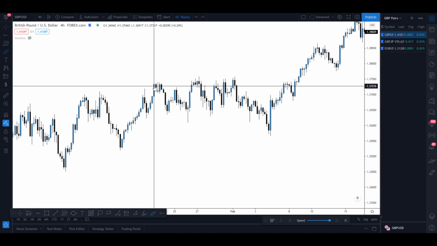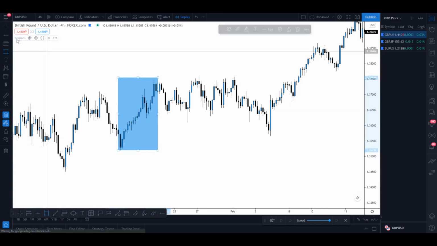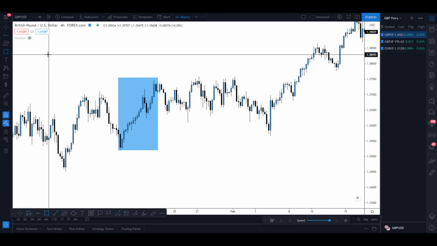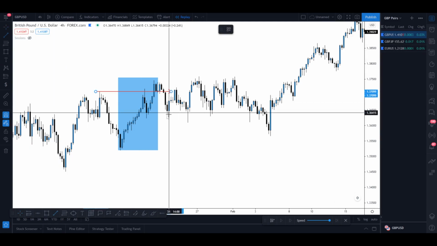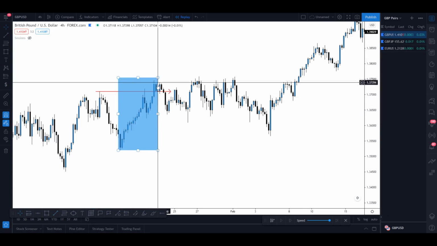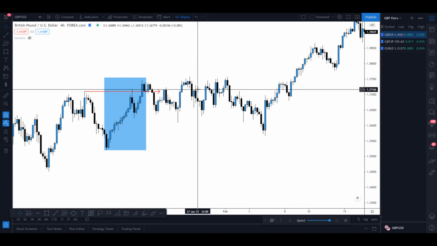Now right over here we have this area of manipulation. We have this expansion move up, and it did give us a continuation of structure towards the left. If we look right over here, we have this high, and then we follow it up with a new high, and this tells us that that's a continuation of structure. So we have that COS.